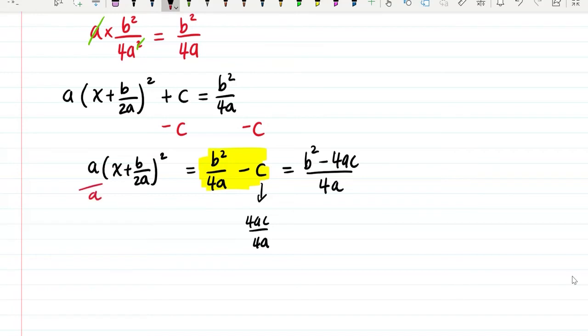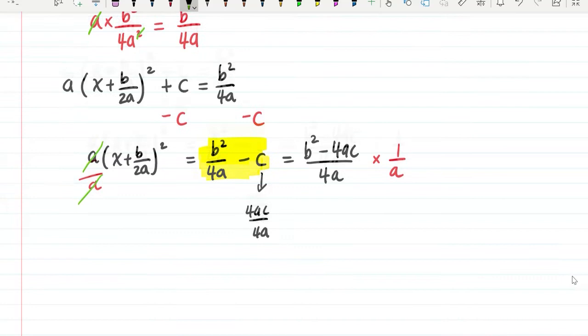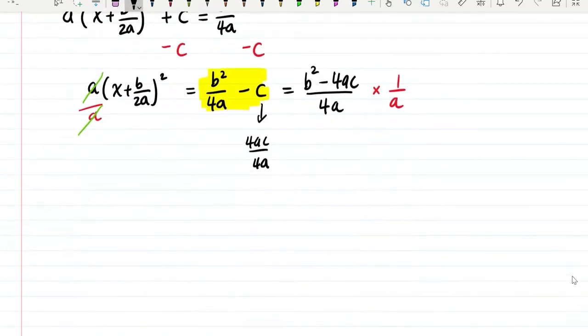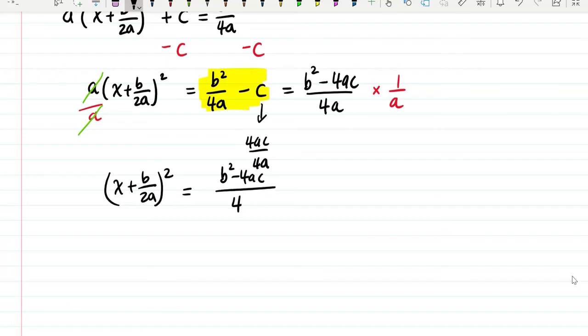Divide both sides by a, which means multiply by 1 over a. These are gone. A is gone. X plus b over 2a squared is b squared minus 4ac over 4a squared.